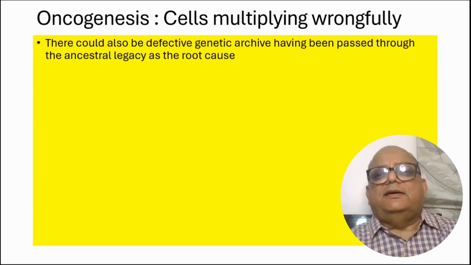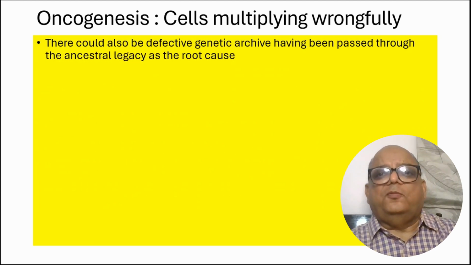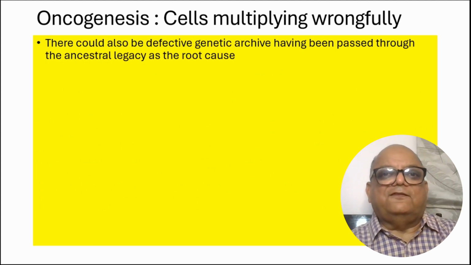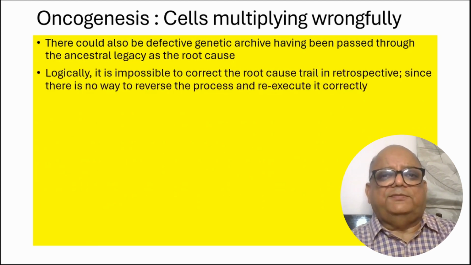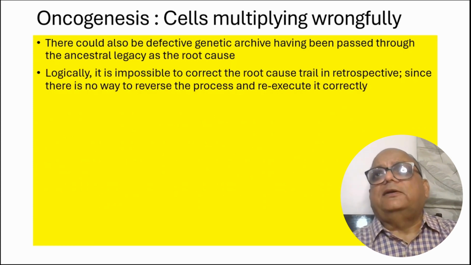There could also be a defective genetic archive passed through ancestral legacy. In which case, right from the egg cell, everything has the genetic database corrupted. That can be a widespread cause of oncogenesis at several places. But most of the time, it is found to be in one particular path of cell differentiation. Logically, it is impossible to correct the root cause trail in retrospect.